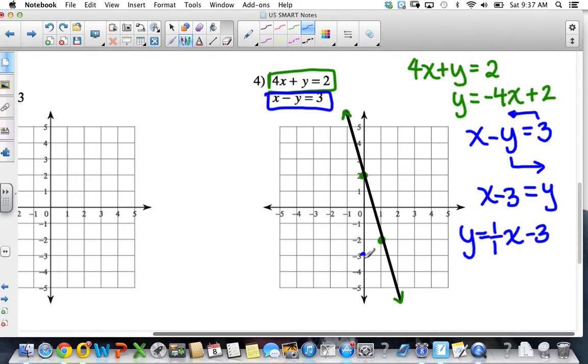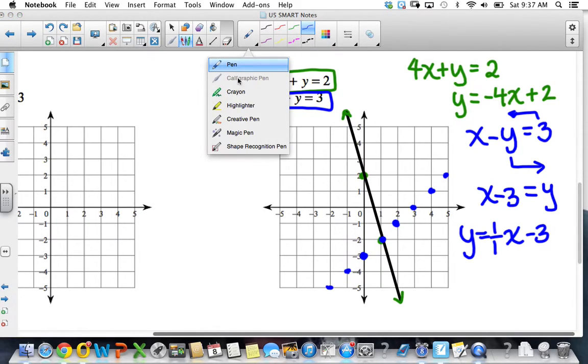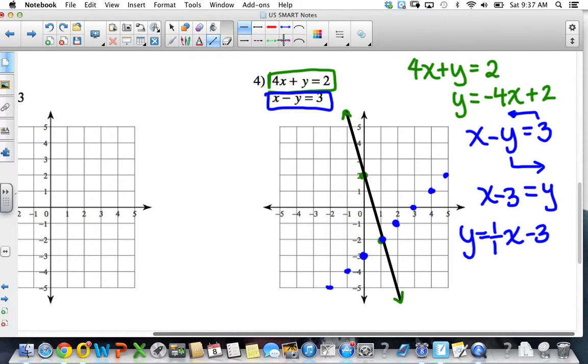The y-intercept is negative 3, and I'm going to go up 1 over 1. Notice, there it is. There's the point of intersection. I want to keep going and draw my line accurately. It's very important when you solve by graphing. It has to be accurate, and you have to use a straight edge. You need to use integer points. And again, that is a part of the downfalls of the graphing method.